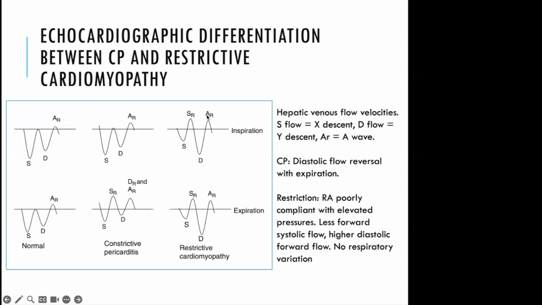As mentioned, we have diastolic flow reversal with expiration with constrictive pericarditis. With restriction, the right atrium is poorly compliant with outward pressures, which allows for less forward flow during ventricular systole. And really, we only get significant flow during diastole, as we can see here. And again, there isn't any respiratory variation with restrictive cardiomyopathy.